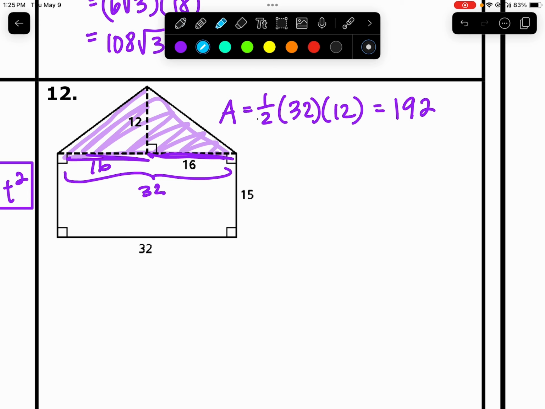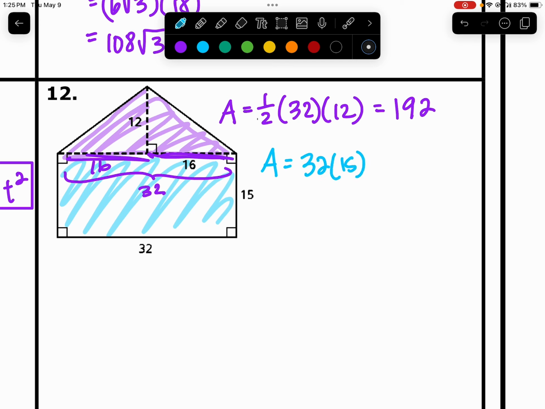And now we're going to do the rectangle at the bottom. So this rectangle down here is just length times width. So 32 times 15. That'll give us 480. And then we just have to add those together.